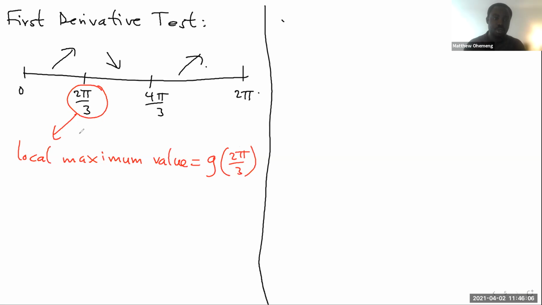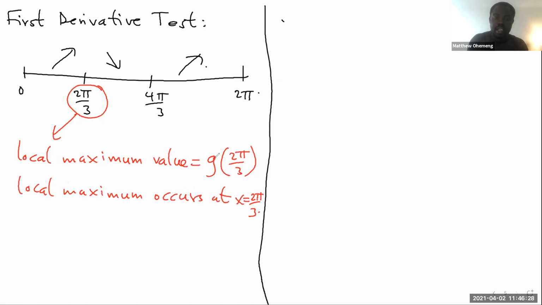And as I said, for these ones, you have to know the value and where it occurs. So the local maximum occurs at 2 pi on 3. But the value is what? The function of 2 pi on 3. So the local maximum occurs at x equal to 2 pi on 3.